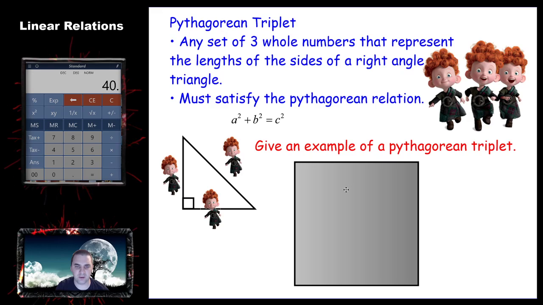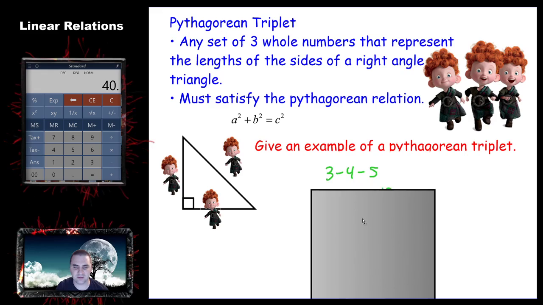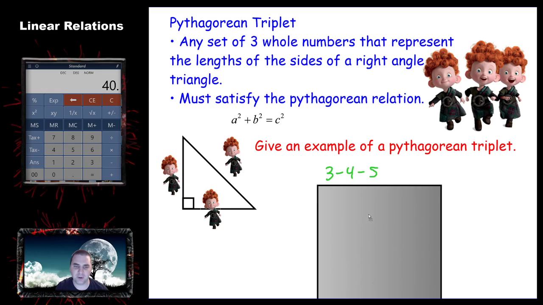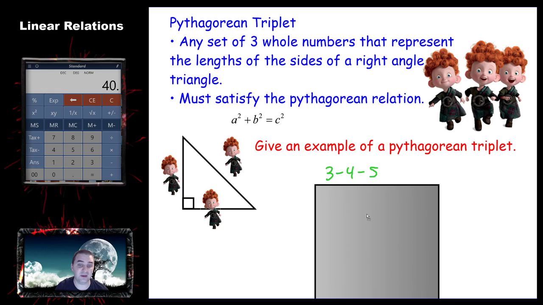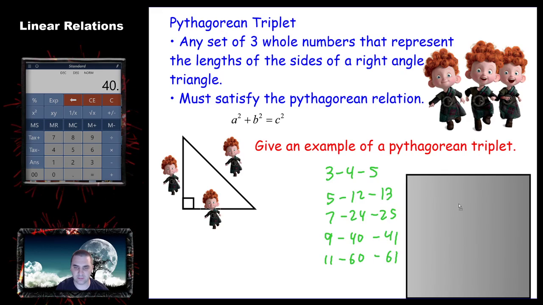Hopefully you were able to come up with one. The most common example that you'll come up with is the 3, 4, 5 triangle. You'll come up with those a lot. But, I mean, that could be doubled. It could be the 6, 8, 10 triangle. It could be tripled. It could be the 9, 12, 15 triangle. You know.